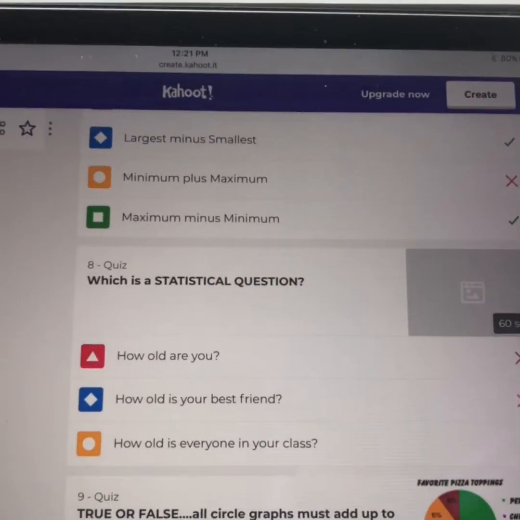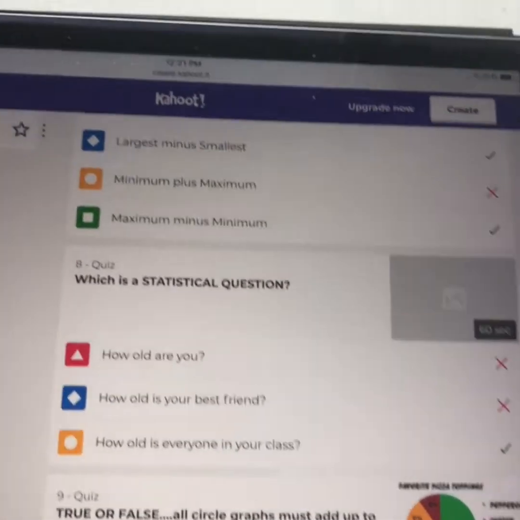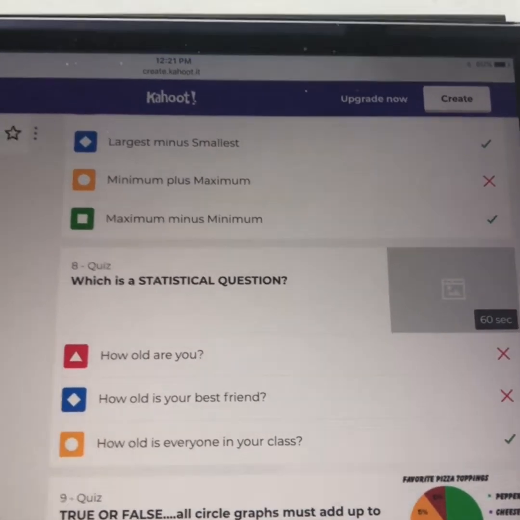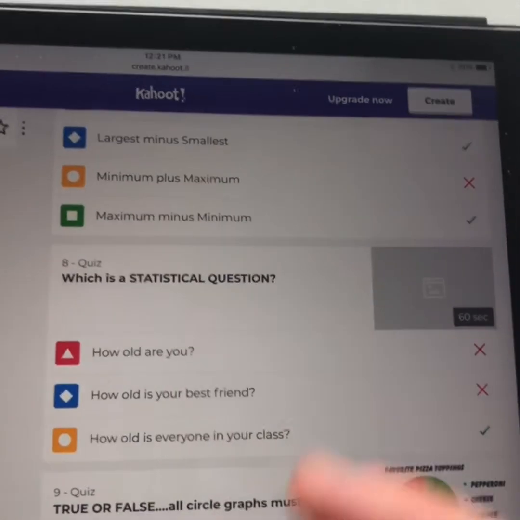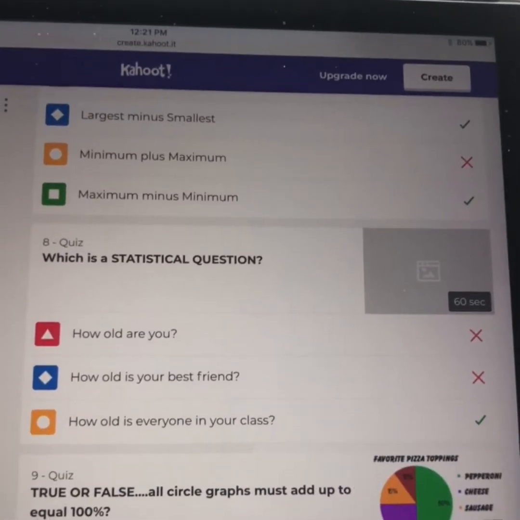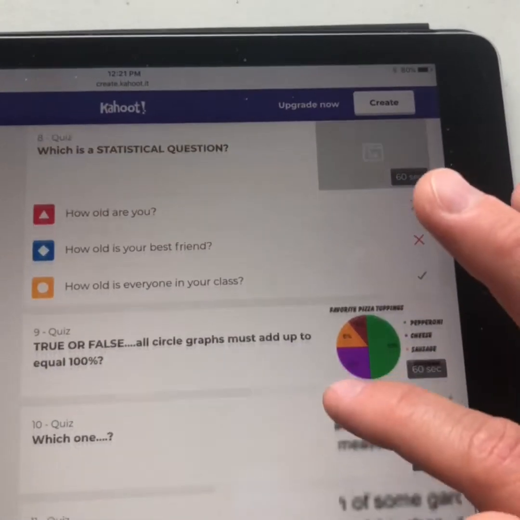Statistical question. Well, that was featured in the Educations video. That's just a comparison of a large sample of items. In this case, you can't just compare your age or your best friend's age. You would have to compare everyone in the class, all right, all of their ages. And that would be a statistical question, all right?